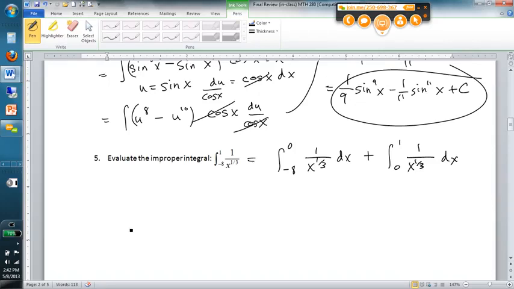Now remember, since I can't evaluate this at 0, I do a limit thing, don't I? A t-limit. So we introduce limits here. I'm going to do the limit as t goes to what? 0. If it was infinity, I'd go t to infinity. For the first one, that'd be negative 8 to t, x to the minus 1/3 dx. Let's write it that way. And then the same thing here.